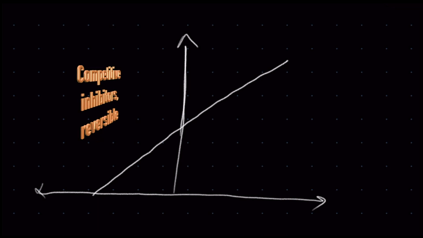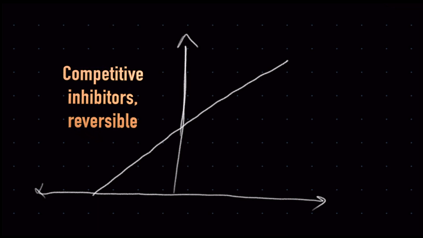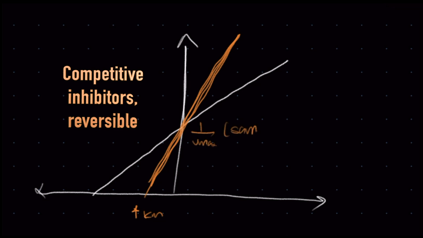Point 4. Competitive inhibitors cross each other, whereas non-competitive inhibitors do not. Inhibitors can be thought of as speed bumps or roadblocks for enzymes. How these inhibitors affect enzyme activity is what makes Lineweaver-Burk plots so useful. Competitive inhibitors compete with the substrate for the active site.